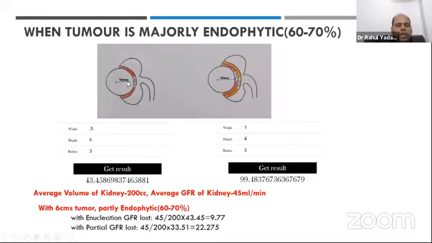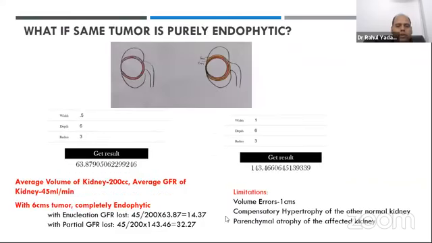Coming to the same tumor, the size of the tumor is the same, that is 6 centimeters. The tumor is majorly endophytic. So the depth is going to change in the formula, which now comes to 4 centimeters. Rest everything is the same. So when the tumor is going endophytic, the amount of renal volume being lost with a partial nephrectomy is 99 cc as compared to 44 cc in enucleation. If we again calculate the GFR lost with the same, majorly endophytic tumor, it is 9.77 ml, and with partial nephrectomy, the GFR lost is 22.27 ml.